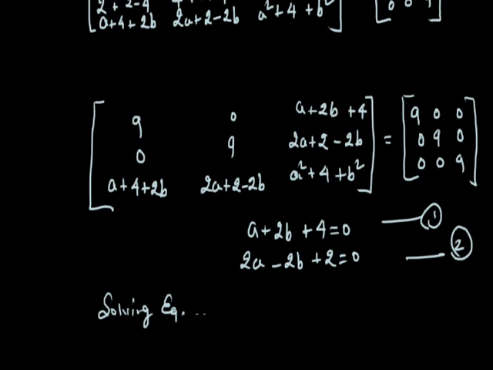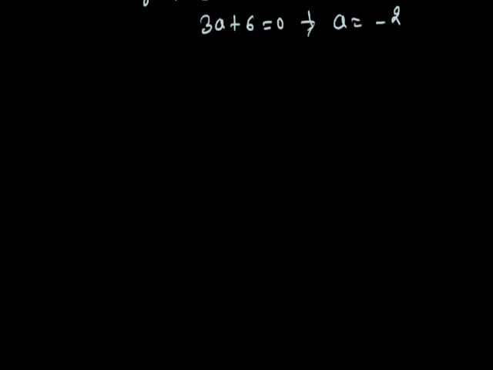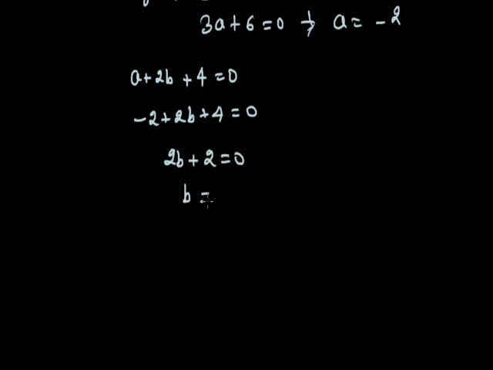Now solving equation first and second, this is equal to 3a plus 6 equal to 0, so a equal to minus 2. Now a equal to minus 2, so a plus 2b plus 4 equal to 0, so minus 2 plus 2b plus 4 equal to 0. So 2b plus 2 equal to 0, so from here b equal to minus 1. Hence a equal to minus 2 and b equal to minus 1.